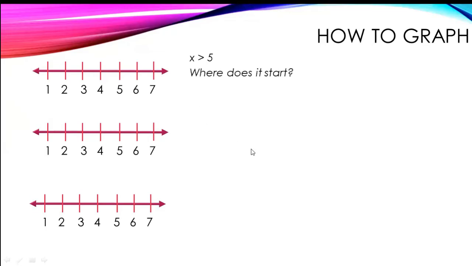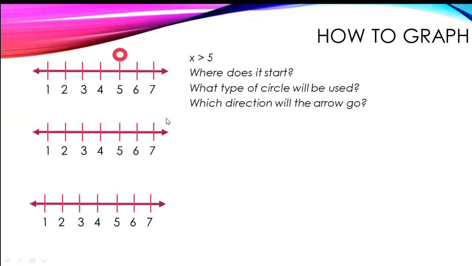So which circle will you draw? From where will you start? And what type of circle will you use? We start from 5, and the circle we use is an open circle. And which direction do we go? Greater than. 6, 7 are greater than 5, and 4, 3 are the lesser values. So we go to the right side. The arrow goes to the right side.